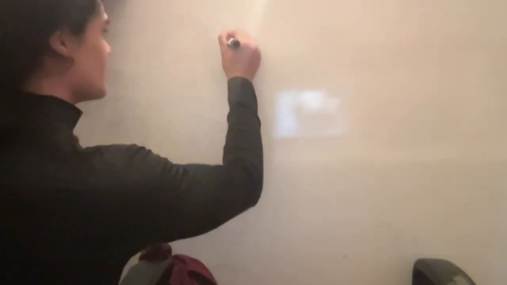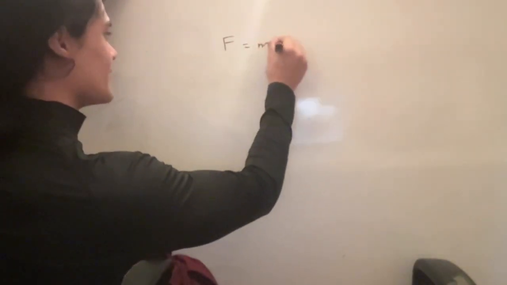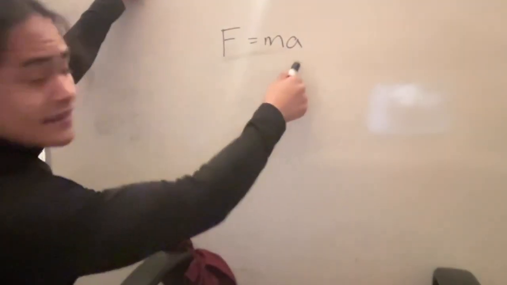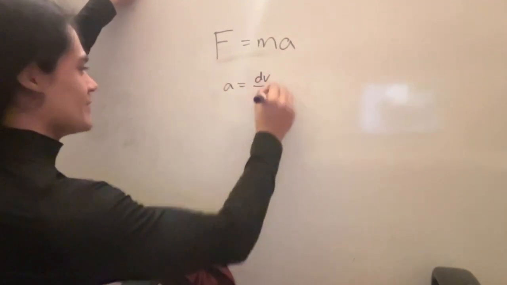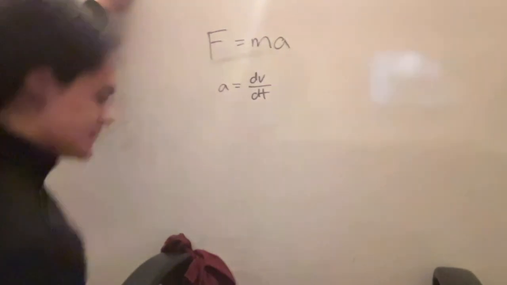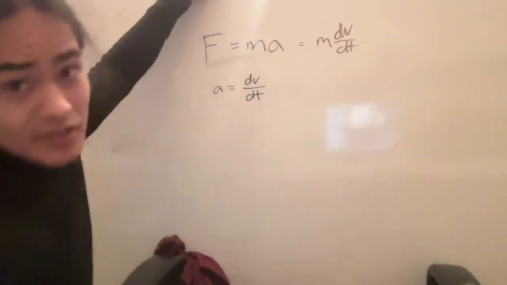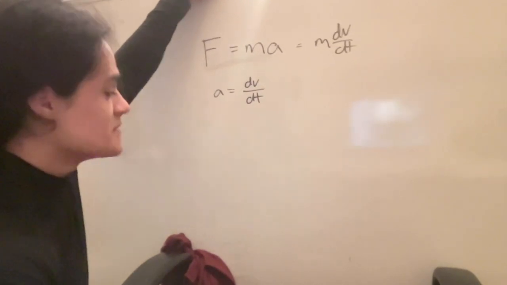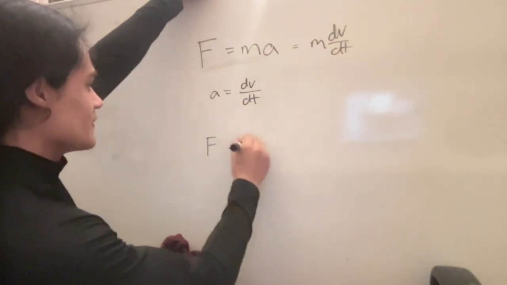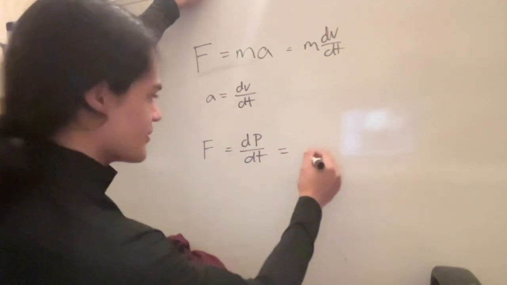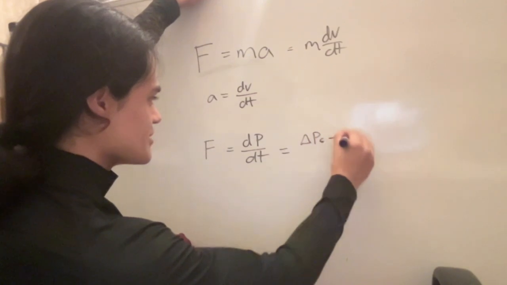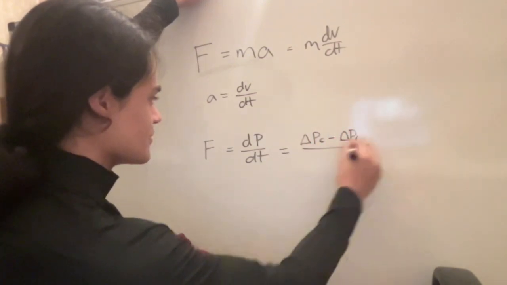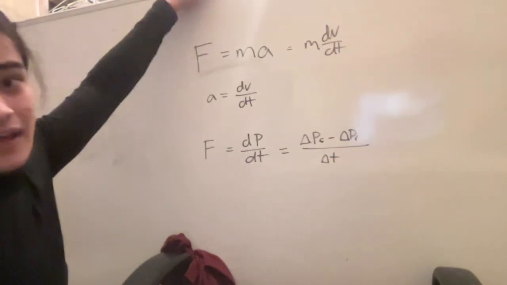So we know F equals ma. And then we know a is the change in velocity over time, so you could substitute that in. And then we know mv is momentum p. So in other words, it's change in p final minus change in p initial over change in time. And that's pretty much it.